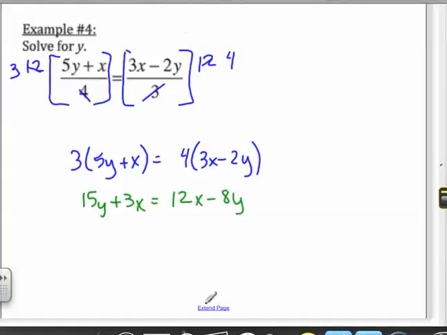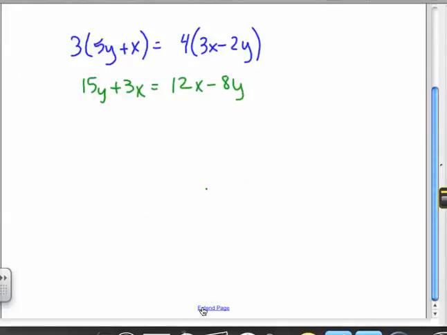All right, good. I like that. What do I want to do from here? It said solve for y. Ben, what do you think? You want to add 8y? Okay, I like that. So I'm going to add 8y to both sides. Have I made any mathematical mistakes yet? Am I okay so far? I'm just checking, so you guys got to help me out. All right, so now I've got 23y plus 3x is equal to 12x.